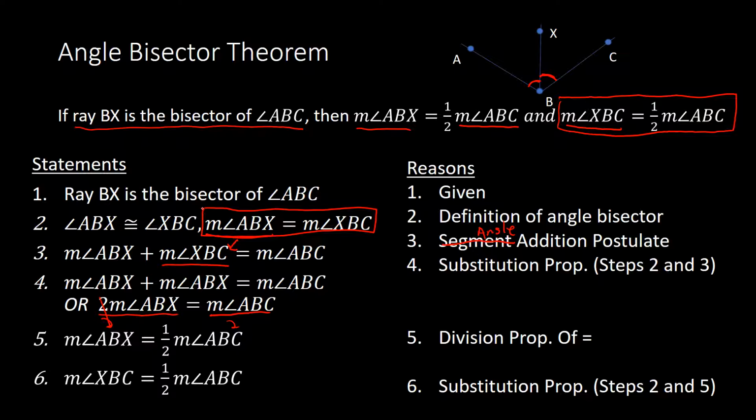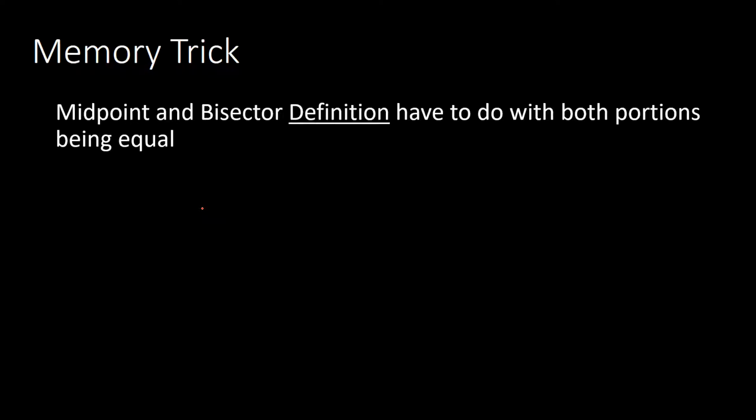So once again, make sure you know your definitions, make sure you know your postulates, and now that we have this theorem proven, after this lesson, we can use these theorems to prove other things. And now, there is a little nuance between definitions and theorems. So the midpoint and bisector definition have to do with both portions being equal. So the definitions deal with the segments or angles being equal.